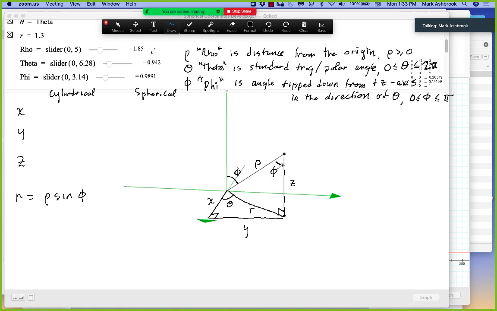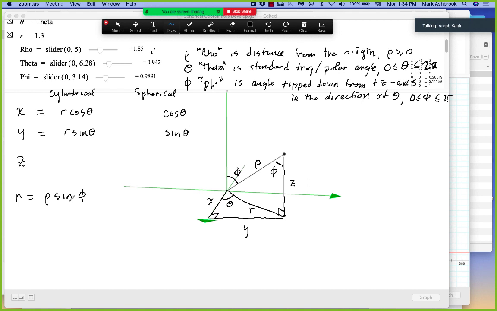So r is defined as rho sine phi from this vertical triangle, right? Because this is the opposite side to phi. Rho is the hypotenuse. And so we know in cylindrical coordinates, x is what? Looking at this, in cylindrical coordinates, we can get x and y down here in this horizontal triangle. X is r cosine theta. Yep. We've already done that. And y is r sine theta. So now, to get spherical coordinates, cosine theta is fine. Theta is still in spherical coordinates, but r is not. So what is r in spherical coordinates?